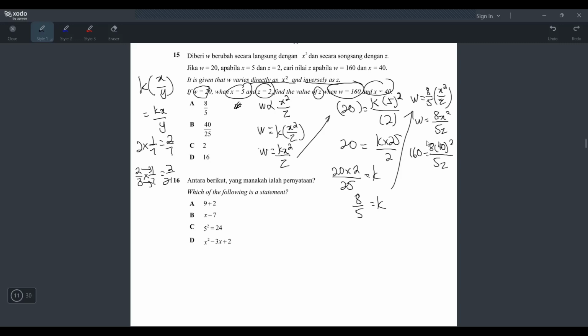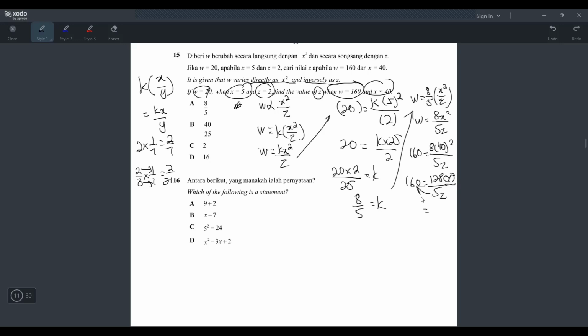So let's try to find z now. So how to find z? Okay, very simple. You do the atas part first. So what you do is you just press the whole thing inside your calculator. Just press 8, open bracket, 40, close bracket, square. Okay, it gives me 128,000. Okay, over 5z. Okay, now what you do? Of course, you can take the 128,000 divide 5 also, can also, but I want to do it a little bit different. How I do it is I'll pindah the 5z like this.